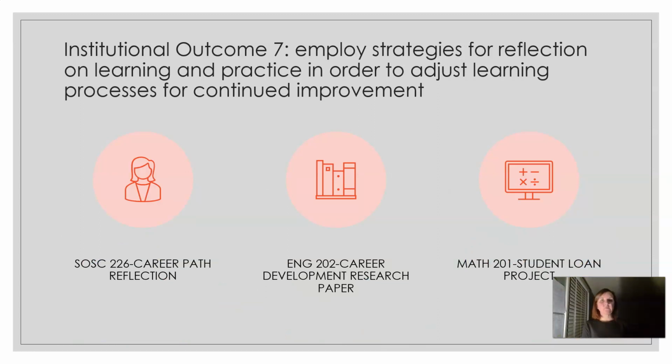Employ strategies for reflection on learning and practice in order to adjust learning processes for continued improvement is the next institutional outcome. Here, I attach my career path reflection, my career development research paper, and my student loan project. For these 3 projects, I was able to reflect and improve drafts throughout each course based on my learning. Through this practice and these adjustments, I achieved projects that both met my learning objectives and made an impact on my life. I now feel confident and excited with my career choice for the first time in my life.